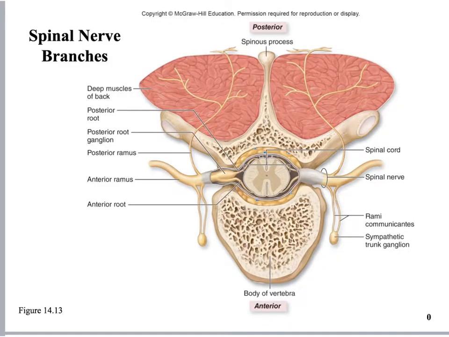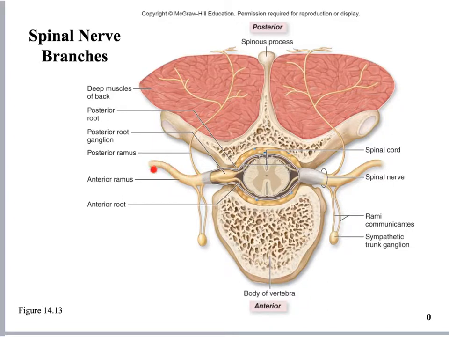So here's your spinal nerve branches. You can see here's your root, it comes together, and then it comes out, and then it branches off. There are parts that branch off from there. Here's the anterior ramus, and here's the posterior ramus. So this is one big branch, it goes out this way. And this branch also goes to the sympathetic trunk, which we'll talk about in the autonomic nervous system.